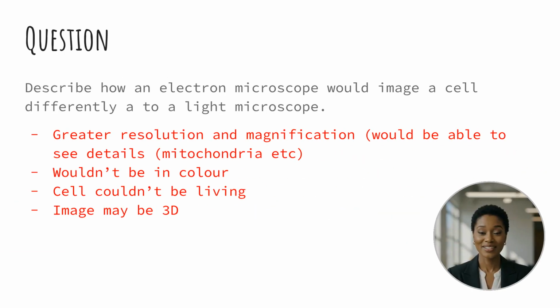How does an electron microscope differ from a light microscope? Electron microscopes offer significantly greater resolution and magnification, allowing you to see fine details like mitochondria. However, they cannot image living cells. They produce non-colored images, and they can even generate 3D representations.